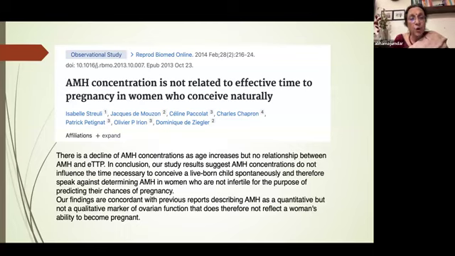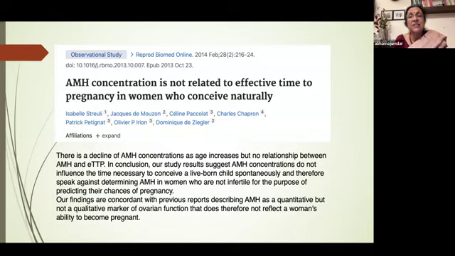Our findings are concordant with previous reports describing AMH as a quantitative but not qualitative marker of ovarian function, which means, even with low AMH, the time to pregnancy could be 1 month, and even with normal AMH, it could be the same. And with high AMH, if the cycles are regular and she's ovulating, then it would be the same. So it is not a qualitative marker of ovarian function that does therefore not reflect a woman's ability to become pregnant.